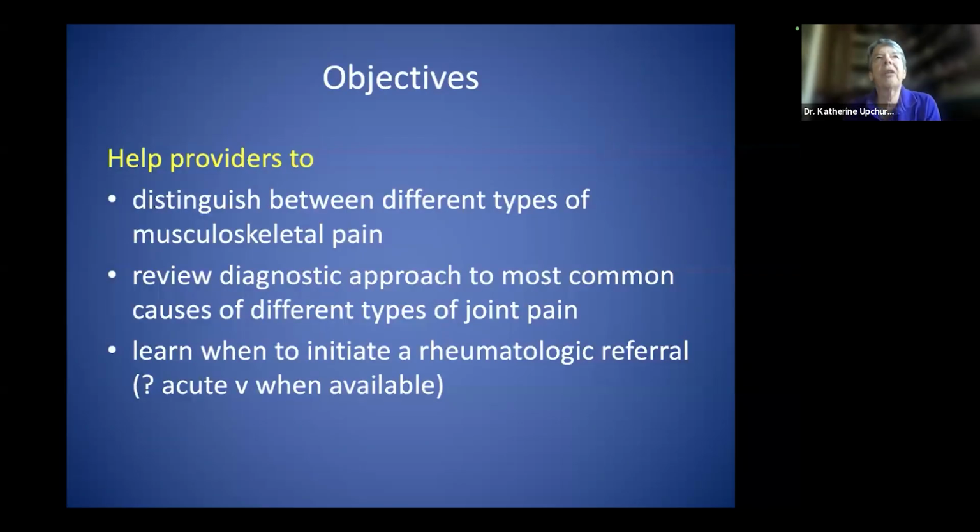Today, I'm going to be talking about the approach to the patient with joint pain, and I'm hopeful that at the end of this talk, you'll be able to distinguish between some different types of musculoskeletal pain, review and develop your own diagnostic approach to the most common causes of different types of joint pain, and also importantly, learn when to initiate a rheumatologic referral. In some cases, you won't need to, or otherwise, you might take the next available appointment. But sometimes also there are acute needs for referral, and I'll try to flag those for you during this talk.